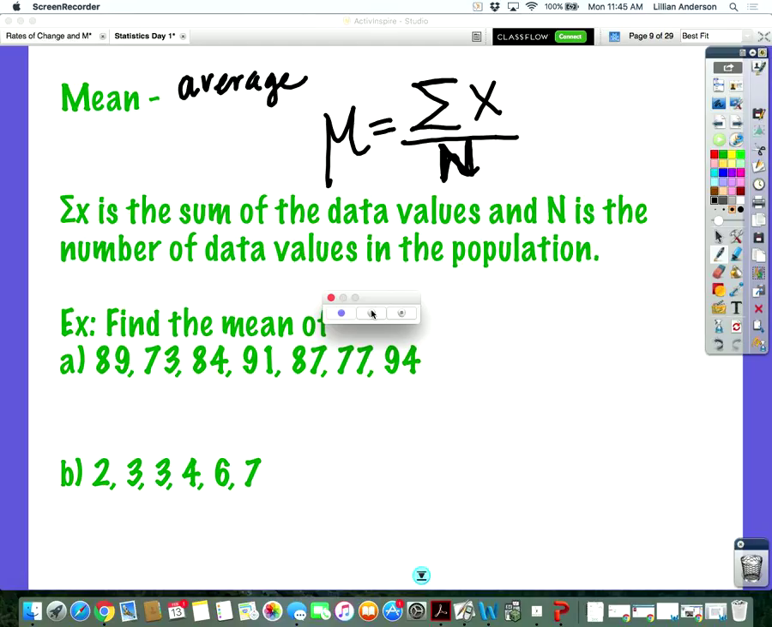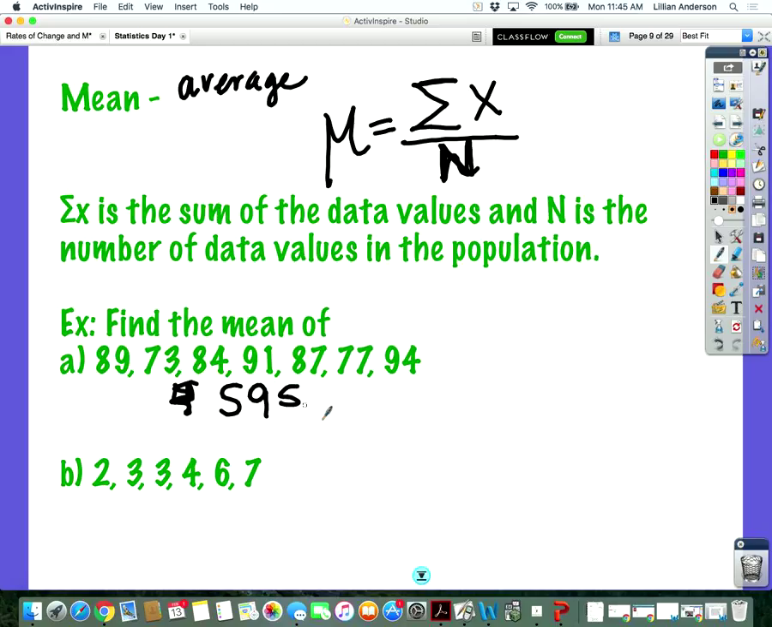So you add all these up. What was the sum? Anybody find the sum? 595. You divide it by 7. What do you get? 85.